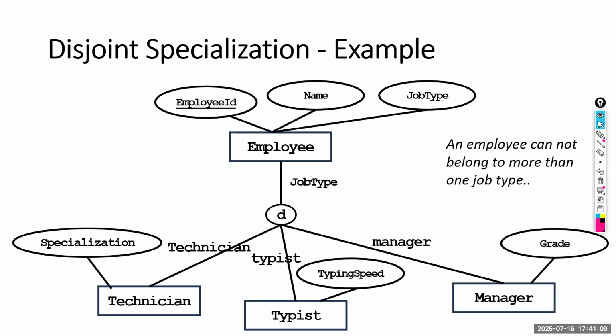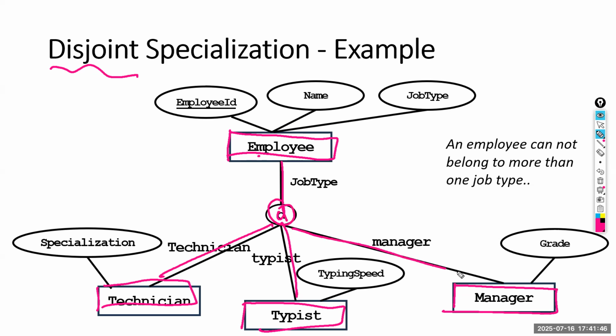For example, say we have inheritance or specialization. Employee is the general case. Employees can be specialized as technicians, typist, manager. Let's say this is a very small organization. You have only technicians, typist, manager. But all are employees. Now let's assume it is disjoint. If it is disjoint, this is how you model it: D within a circle, then your subtypes, special types.